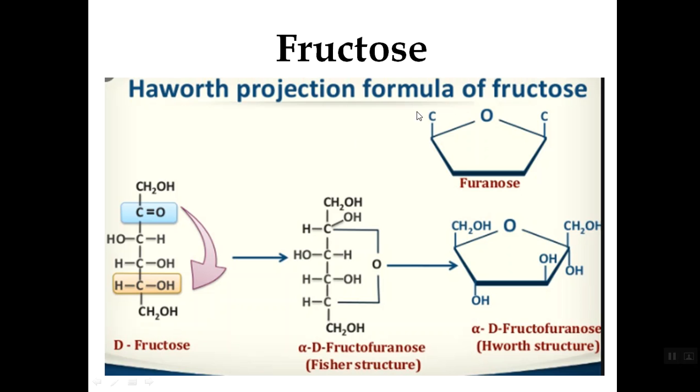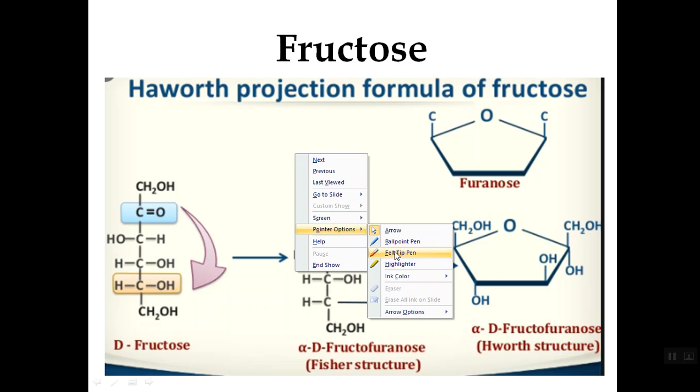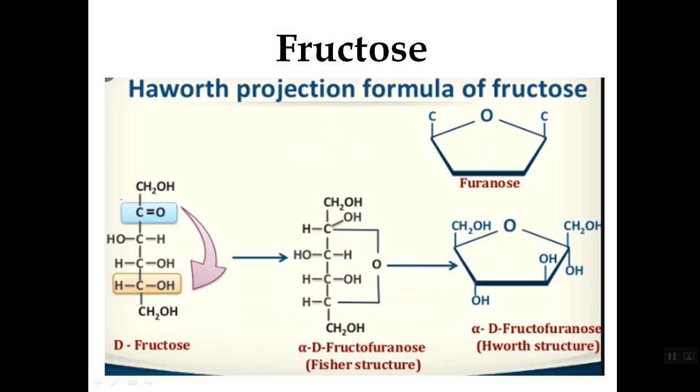Its Fischer projection formula is like this. It has the CH2OH at the C1 position. At the C2 position, we have the carbonyl group, that is the ketone group. And the rest of the structure is similar to our glucose.